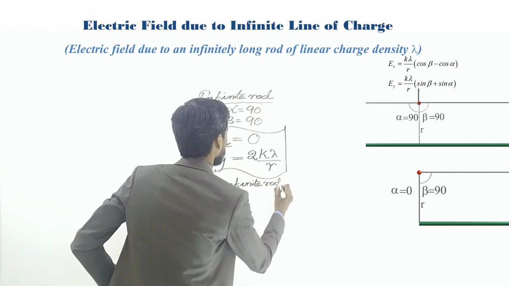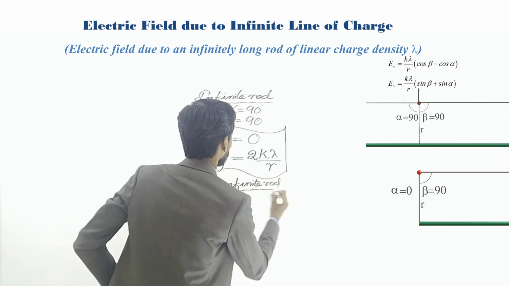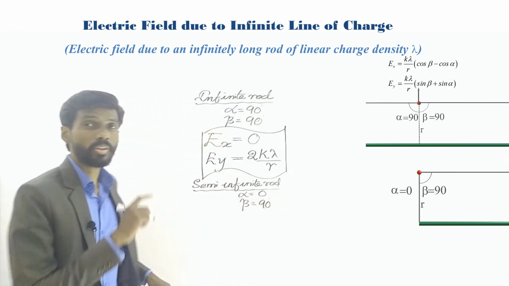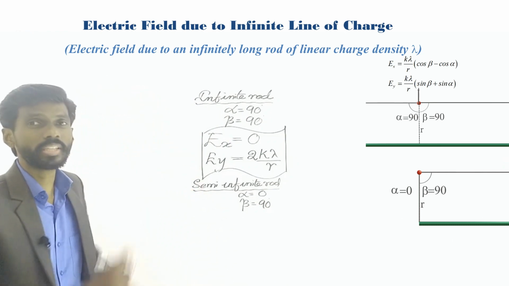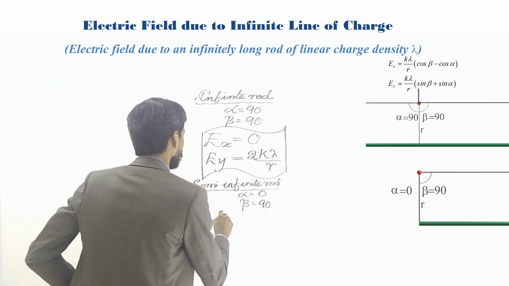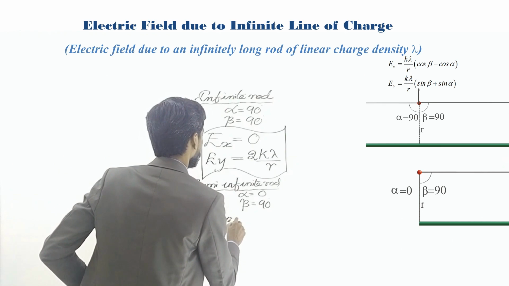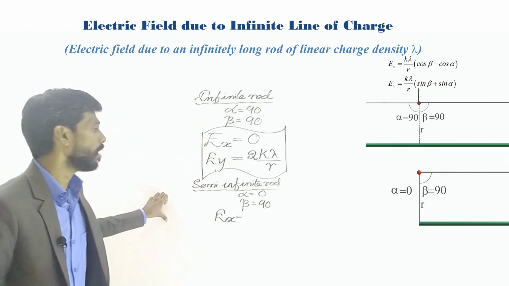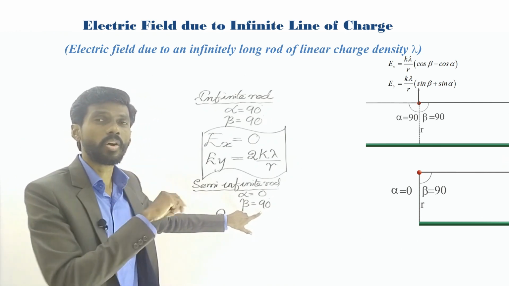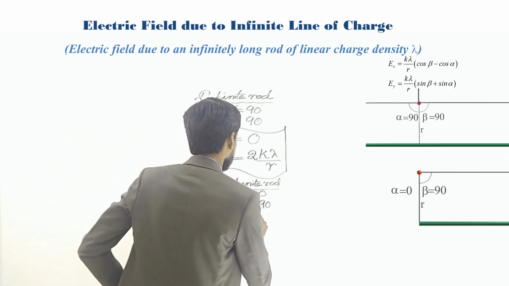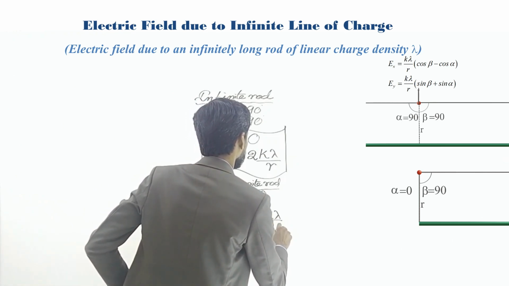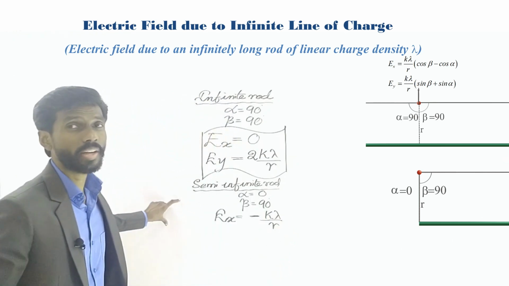So in that case, what happens? The angle alpha becomes 0 and beta is 90 degrees. Just substitute in the same formula, and we'll get the electric field in the x direction. So Ex equals, substitute alpha as 0. That means cos beta is cos 90, that is 0, and cos 0 is 1. So that will become minus k lambda divided by r. That is the electric field in the horizontal direction.